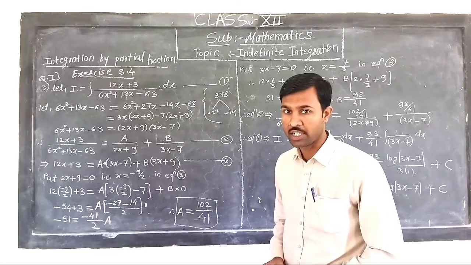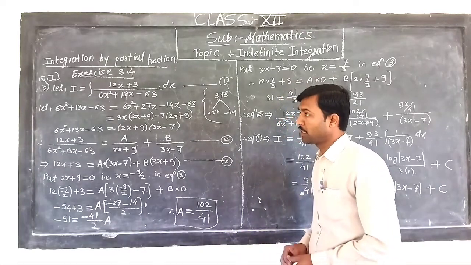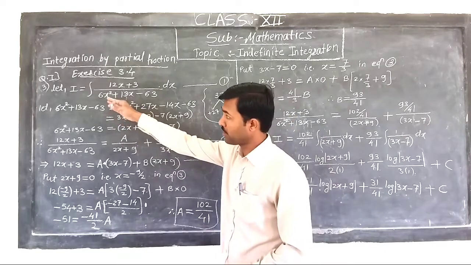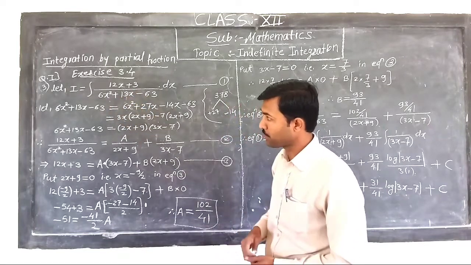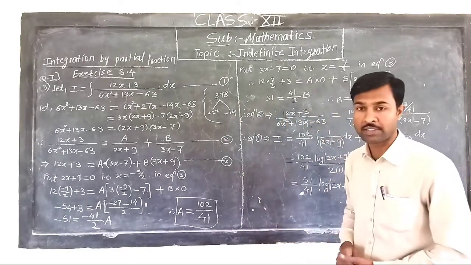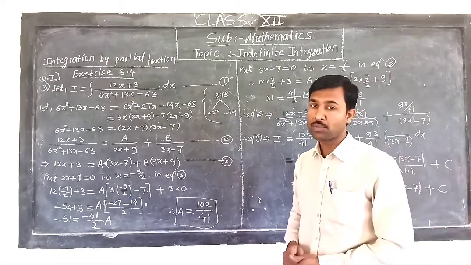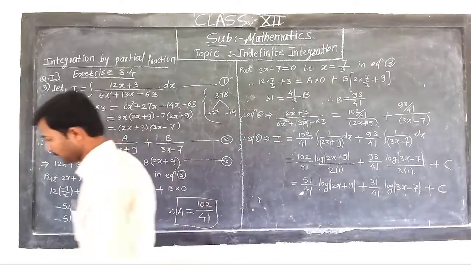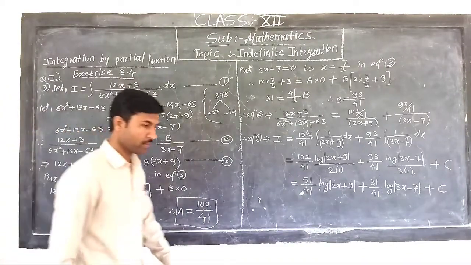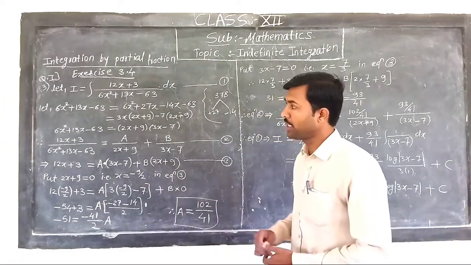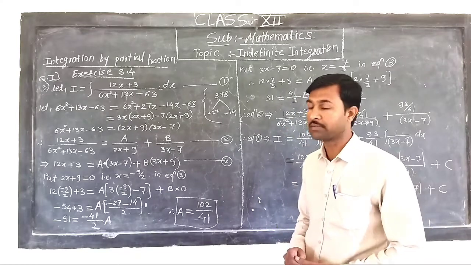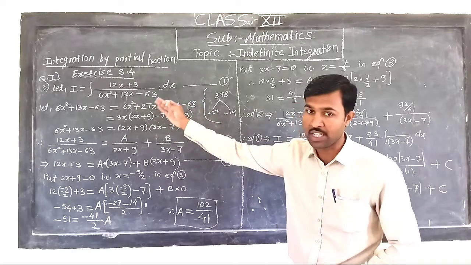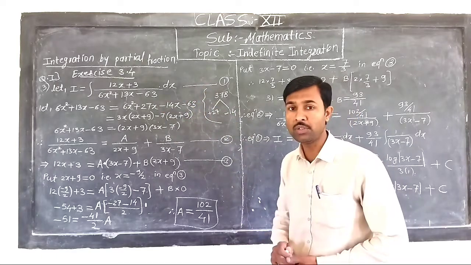Here we will solve question 3rd of exercise 3.4. Here is the term we have to integrate, integration of 12x plus 3 upon 6x square plus 13x minus 63 into dx. Now here we are going to solve question 3rd. Let I be equal to integration of 12x plus 3 upon 6x square plus 13x minus 63 into dx.